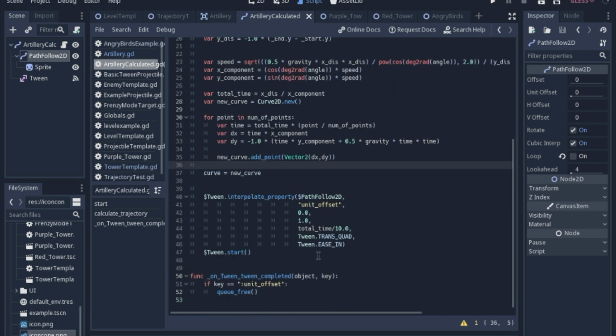This could definitely be a variable to change later, but I just thought 10 looked okay right now. And you can play around with the different types of tweens that you can use. I just used a trans quad because I thought it looked okay, but there's many different options, and I eased it in.